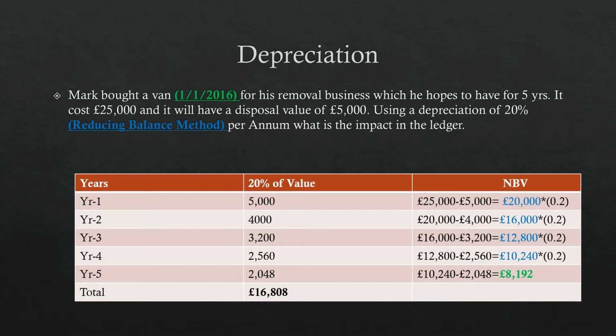And then we find 20% of 10,240, and that gives us 2,048. We find the difference of that with 10,240, and that gives us 8,192. So 8,192 is what we view that this asset is worth on our books.